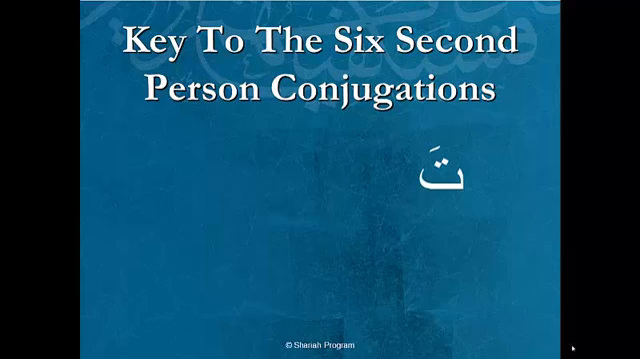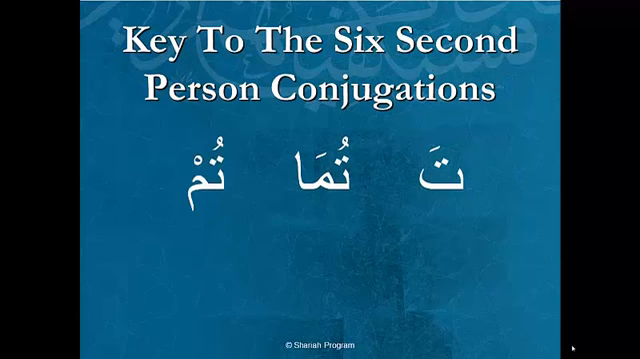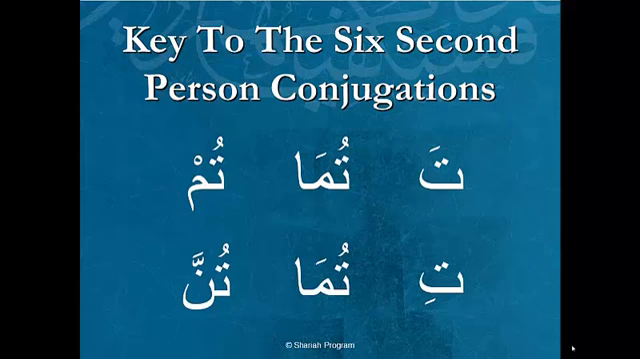When you're speaking to 1 male, you say fa'alta, nasarta, you helped. Jalasta, you sat. Ta. 2 males, tuma, and then tum. Ti, tunna. Now take that: ta, tuma, tum, ti, tuma, tunna. Say that 20 times. Tum is when you're speaking to a group of males.